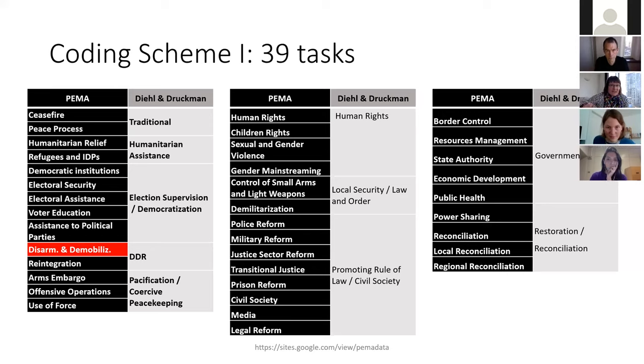I can really think of only the example of the UN preventative deployment in Macedonia, which was vetoed by China for reasons unrelated to the mission itself, because Macedonia recognized Taiwan and China decided to veto that operation. But in general, the vast majority of peacekeeping resolutions are adopted by consensus.